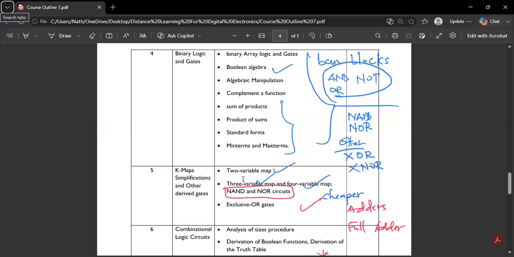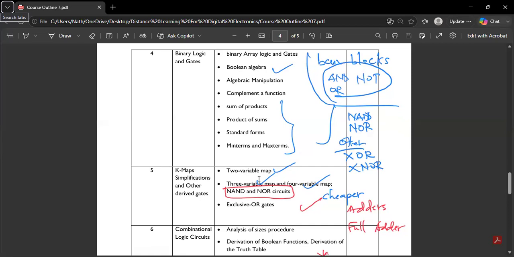variable K-map. Under the K-map, we have different representations. You have the 2 variable K-map, the 3 variable K-map, and the 4 variable K-map. We'll look at that as well. We'll look at the simplification, how simplification is done under the K-map, how we group bits before it can be simplified under the K-map.